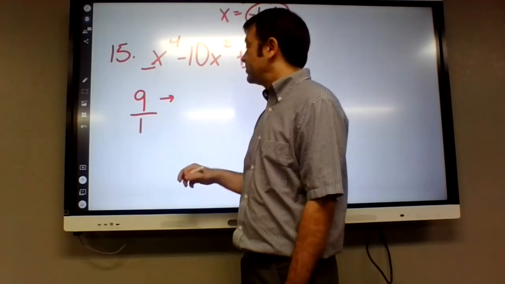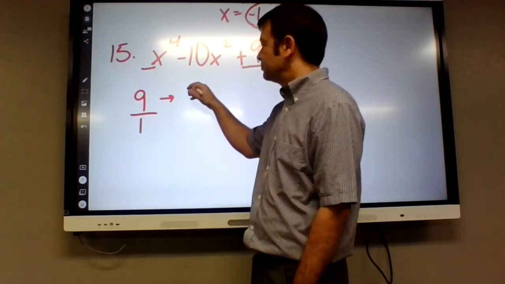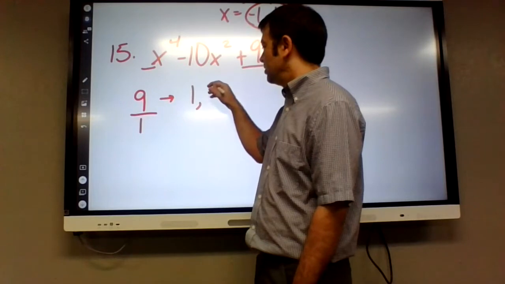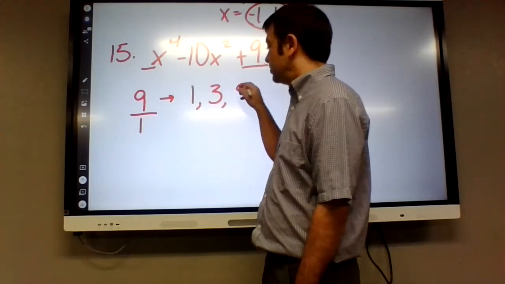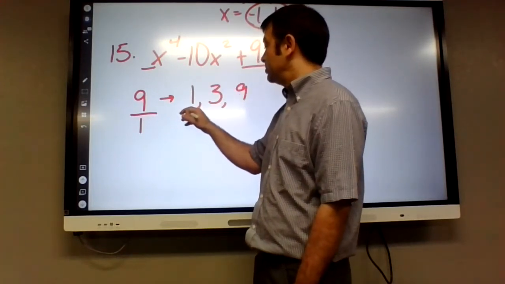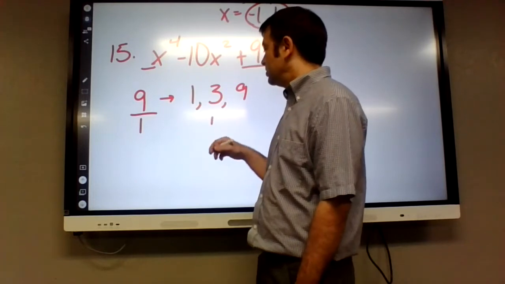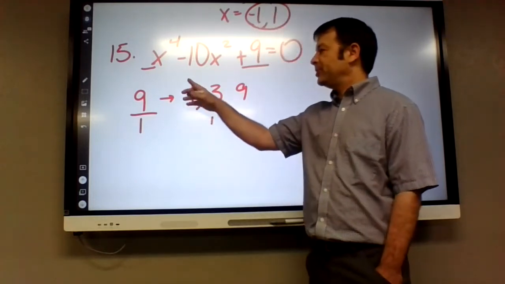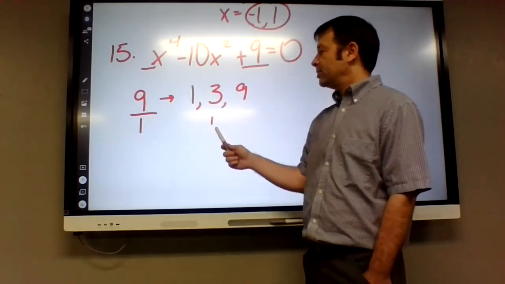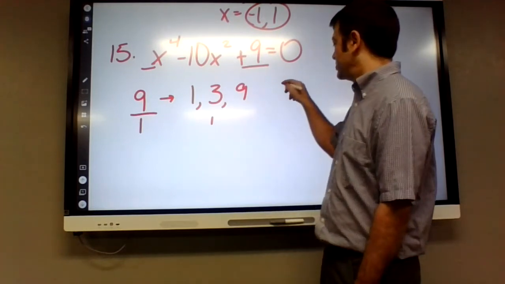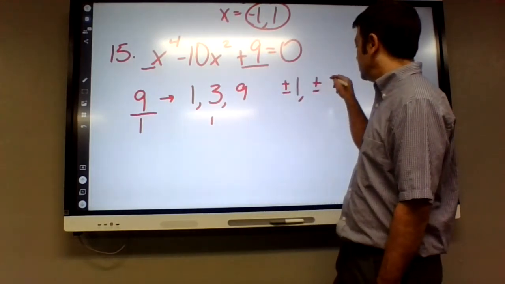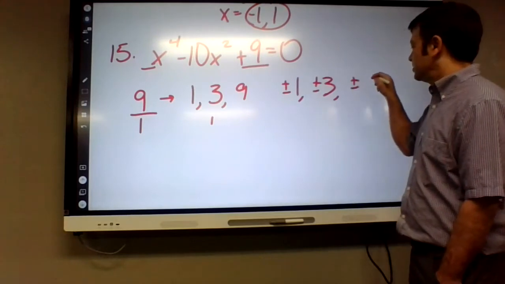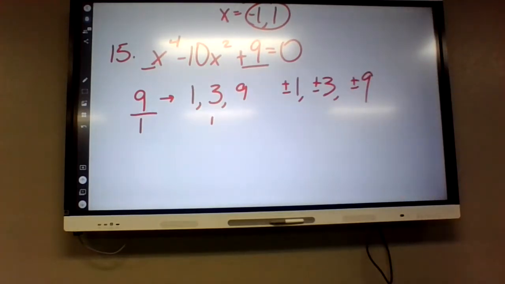Okay, what are the factors of 9? 1, 3, 9. And what are factors of 1? 1. Okay, oh yeah, all these could be positive or negative. So it's 1 over 1, 3 over 1, 9 over 1. So basically, got 6 options.